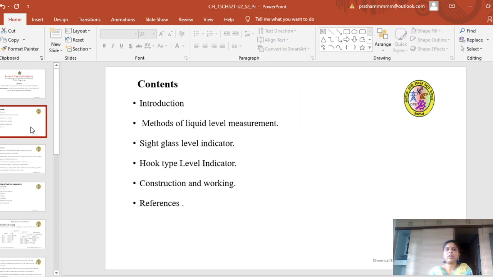I'm going to cover the introduction of the level measurement, then the different methods available for the level measurement, and the side glass method. In the different methods of liquid level measurement, you have a side glass level indicator and hook type level indicator. In this session, you'll be learning the construction and the working of the side glass level indicator and the hook type level indicator, and the methods of the liquid level measurement.